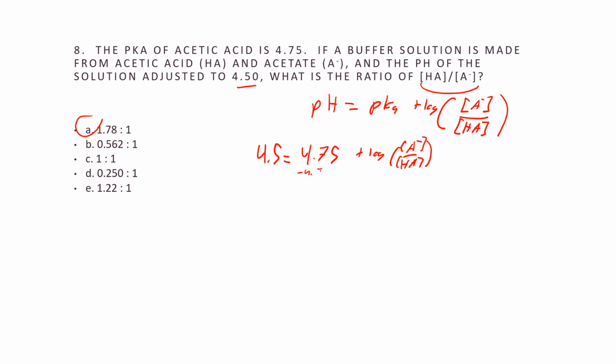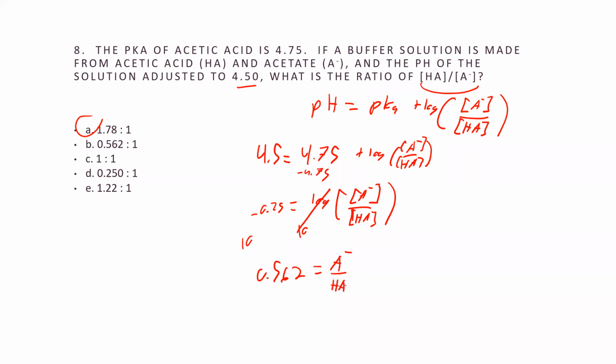Subtract this from this side. A minus over HA. You guys following me? Making sure I'm not messing up on my algebra, right? Okay, sounds good. Take 10 to both sides. 10 to the negative 0.25 is 0.562. And this will cancel. Does that make sense? Everybody understand why this cancels? Okay.